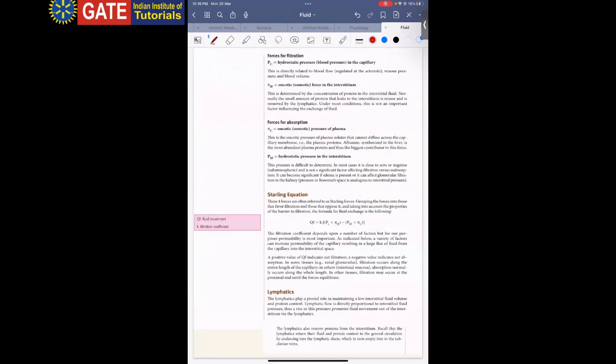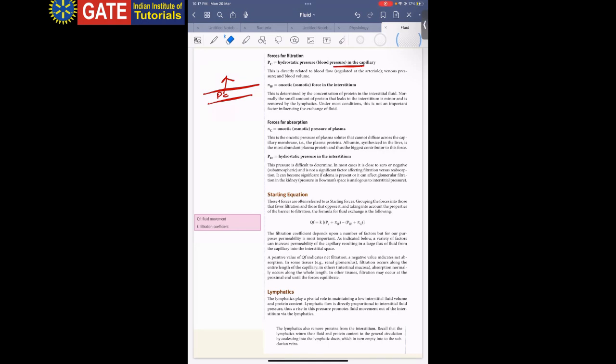Now let's talk about what are the forces of the filtration and what are the forces of the absorption. One of the important forces of the filtration is the hydrostatic pressure or the pressure of the blood or the fluid within the capillaries. So this here, PC, capillary hydrostatic pressure, will be responsible for the filtration. It's moving the fluid out, and it is directly related. The more the blood flow or the blood volume within the blood vessel, the more is the hydrostatic pressure, right? Because it's the pressure of the water.